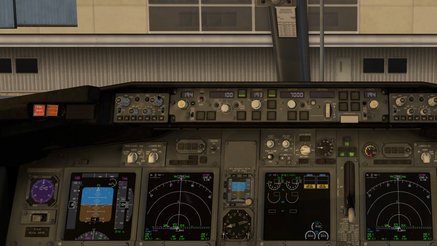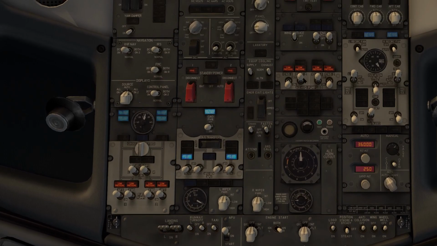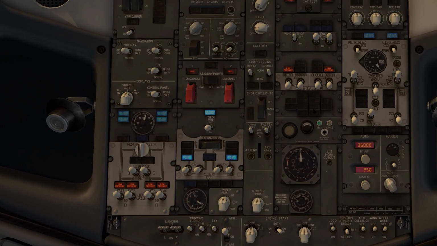QNH, local QNH is 0985. And the airport elevation is 169 or 150 here, so that is good. Autobrakes on rejected takeoff. We can put the electric hydraulic pumps on. Engine bleeds off for the moment. And we can select flaps 5.